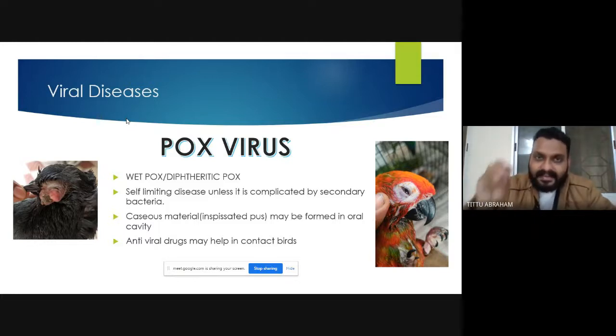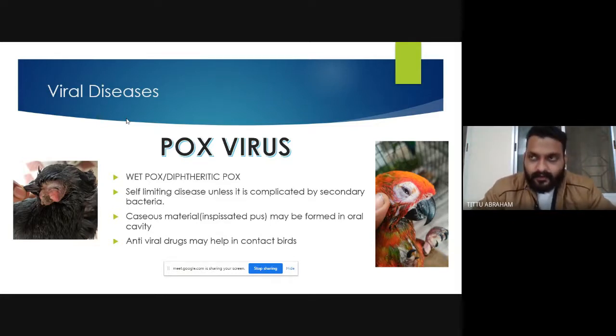So you need a vector, which can be a mite, a louse or anything, especially a mosquito. Mostly it is transferred by mosquito. It's a vector-borne disease. So that vector bites an infected bird and gets to your healthy bird, and it will affect it. So the method of transmission is usually mosquito-borne. Secondly, it spreads by close contact. If an infected mosquito has bitten, usually within 7 to 10 days, you can see the pox lesions.